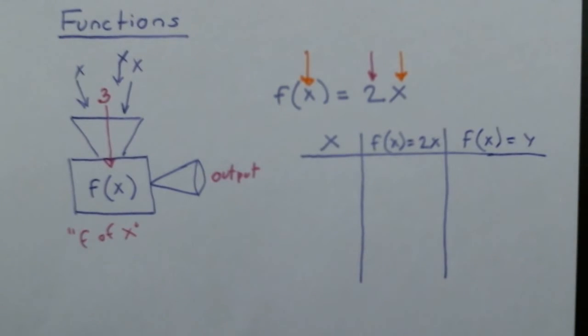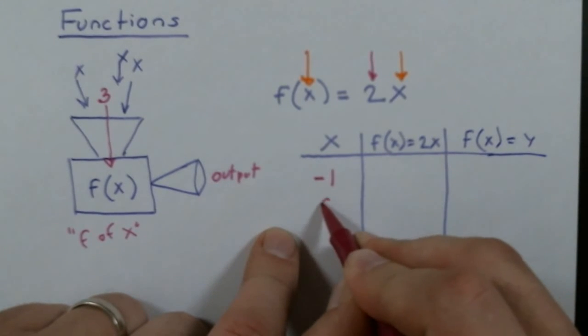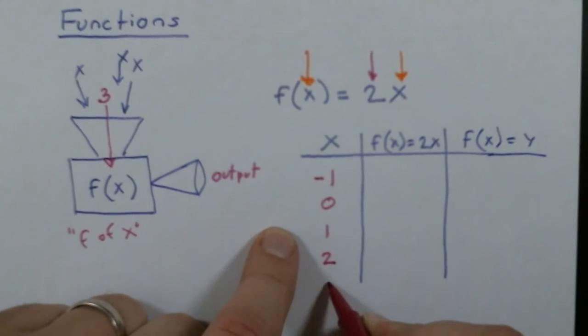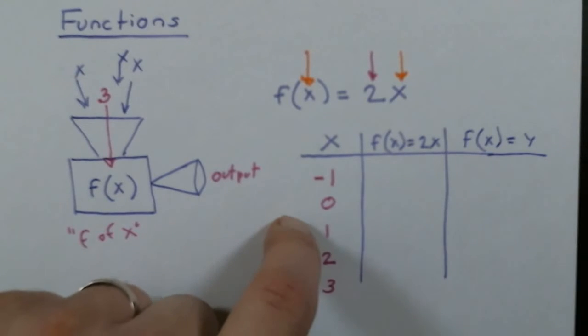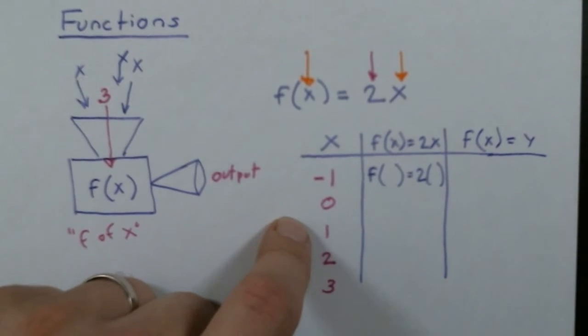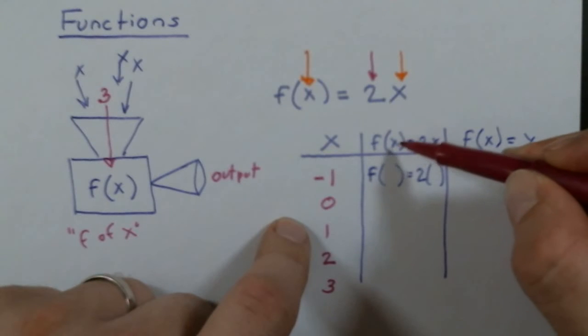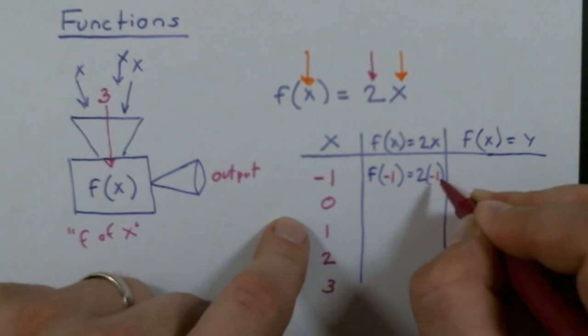So let's go ahead and do some of these. I'm just going to pick some random numbers and make them small enough so that the outputs will be a little bit better to use. Usually I pick -1, 0, 1, 2, and let's put another number, 3. We can use any numbers we want, but remember we have to multiply by 2. So we're going to go f of x equals 2 parentheses, and the parentheses is where I'm going to input this -1.